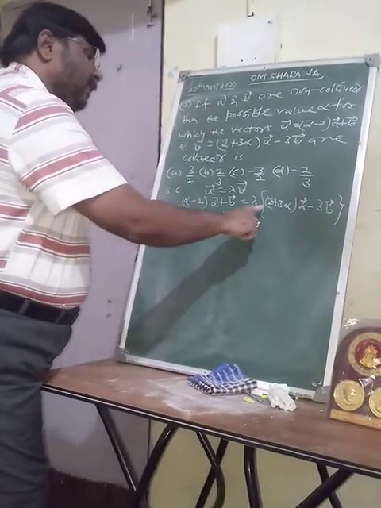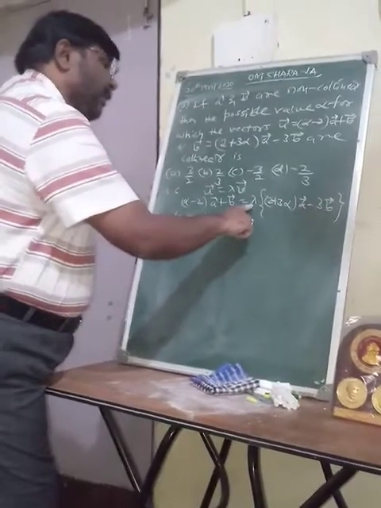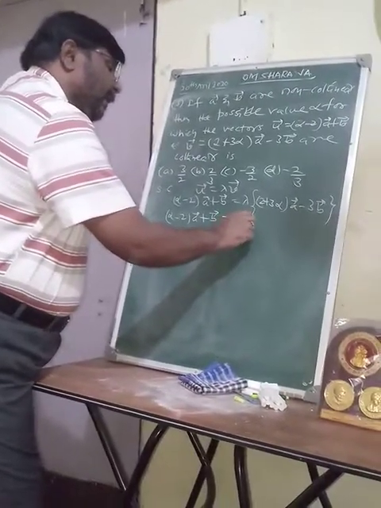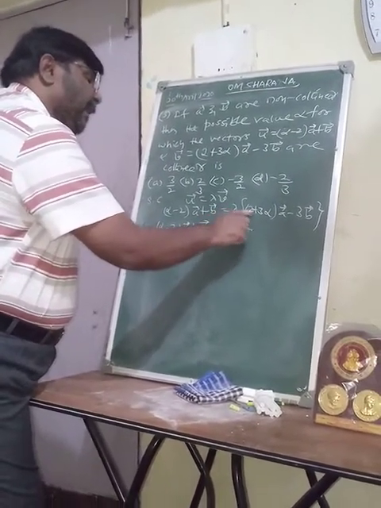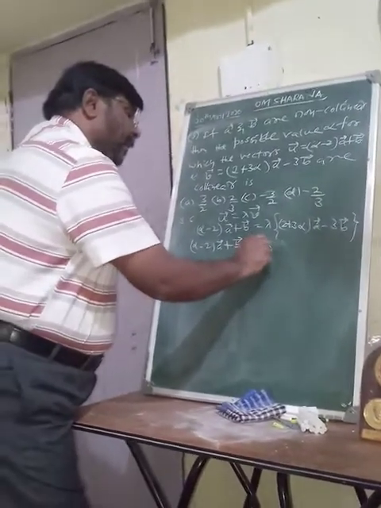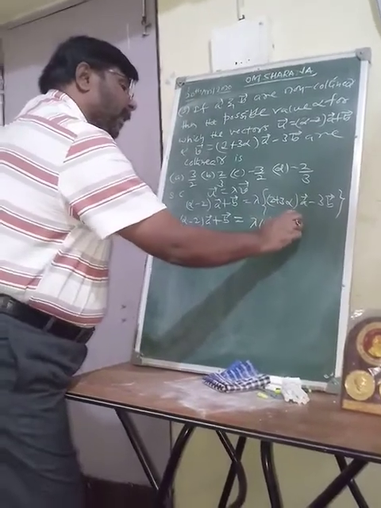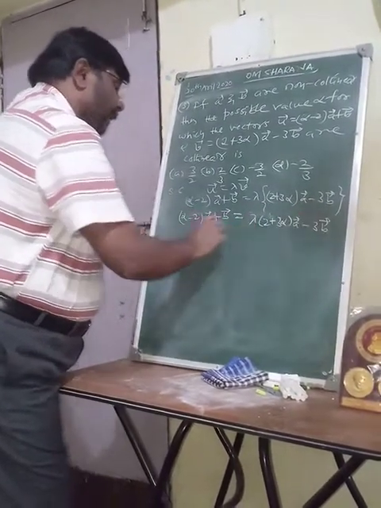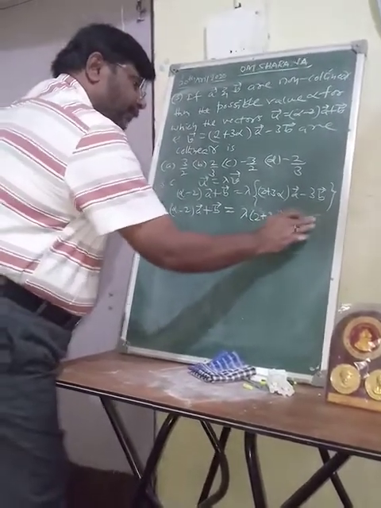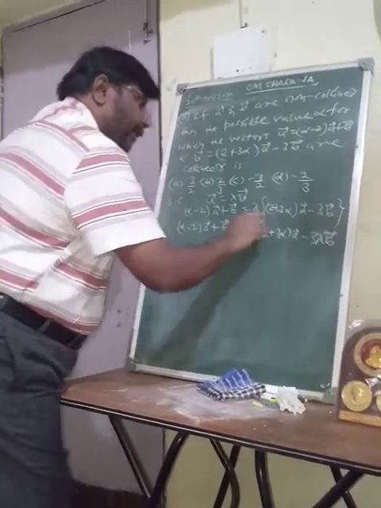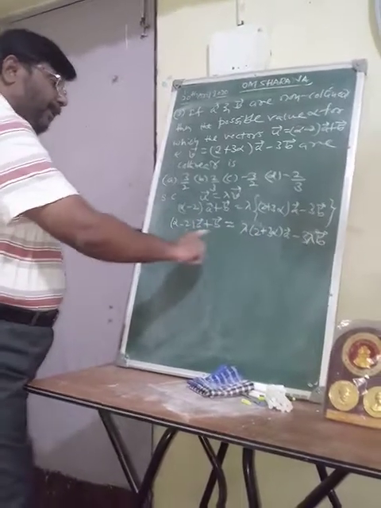see here, it is 2 lambda plus 3 alpha lambda times A. If you take lambda common, it is (2 plus 3 alpha) times vector A minus 3 lambda times vector B. As these two vectors are equal, their corresponding coefficients of the two vectors are equal.